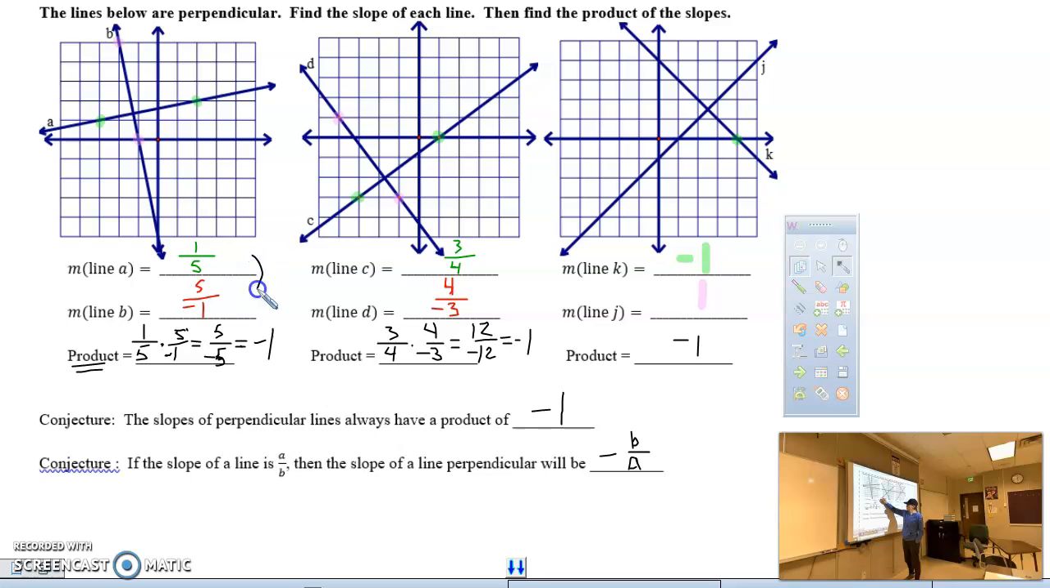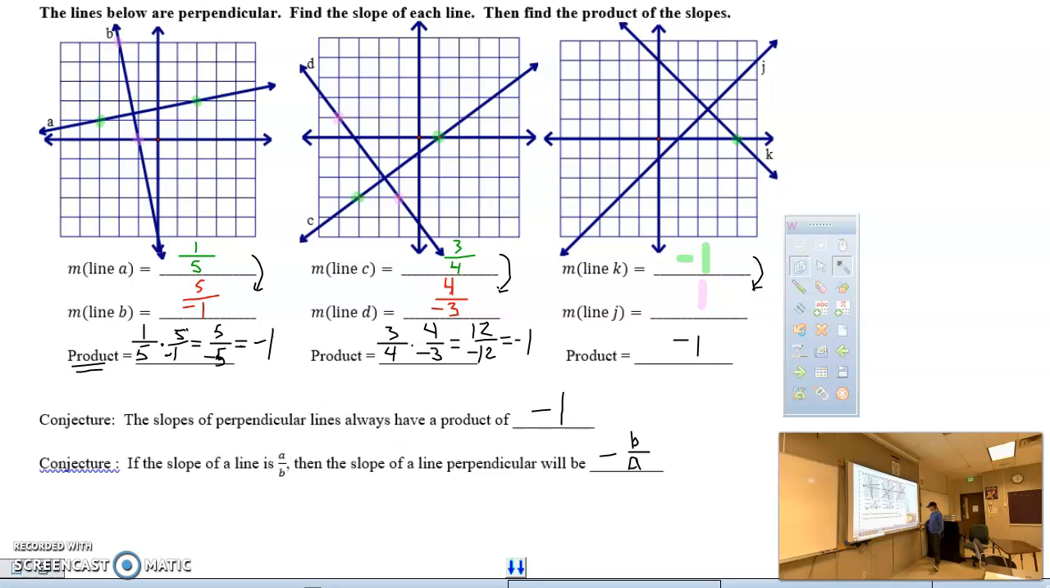And you can see that that's true in all of these. So 1/5 turns into negative 5 over 1. 3/4 turns into negative 4 over 3. Even this one, negative 1, is like having negative 1 over 1. So when you flip that, it's still 1 over 1. So even this one works and becomes just a positive 1.